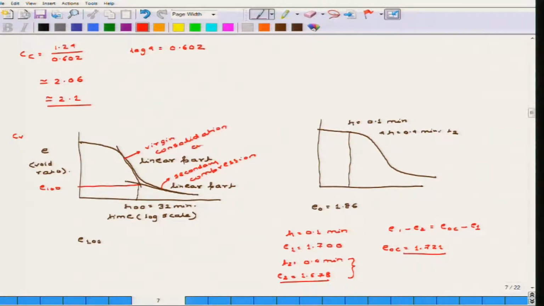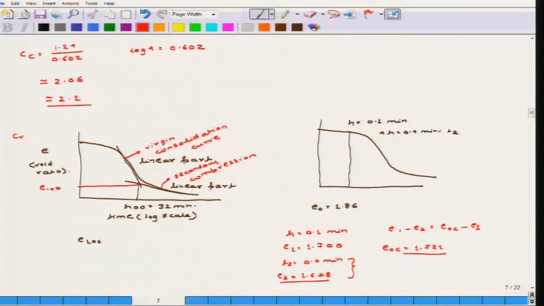So, we draw a linear part of the virgin consolidation curve and the secondary compression curve and extend them so that they intersect at a certain point. That point is considered to be T100. So, T100 in this case comes out to be 32 minutes. If the value of E100 corresponding to T100 is given, that is good, otherwise you have to linearly interpolate to find the value of E100.